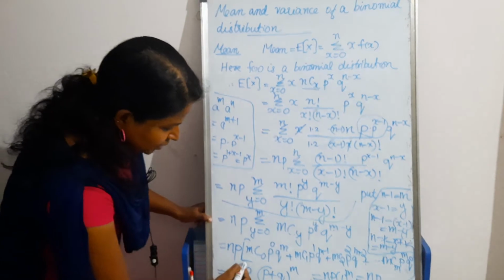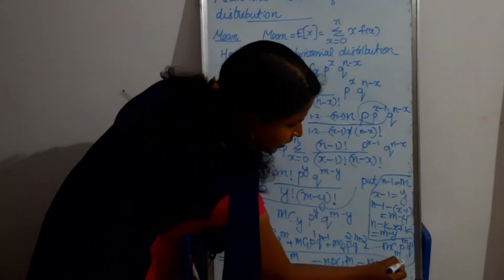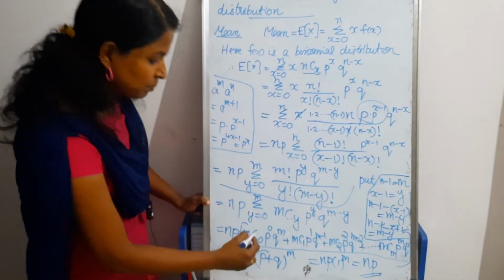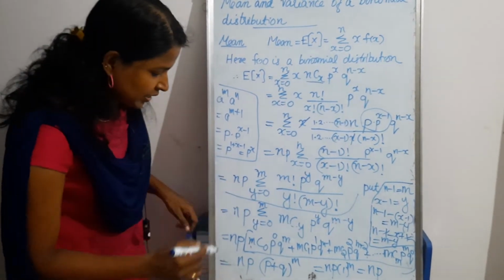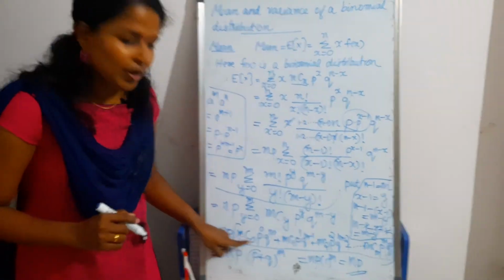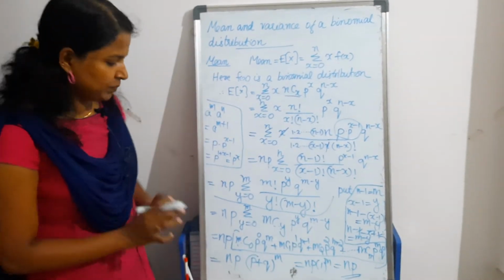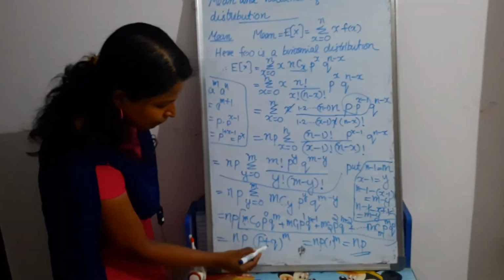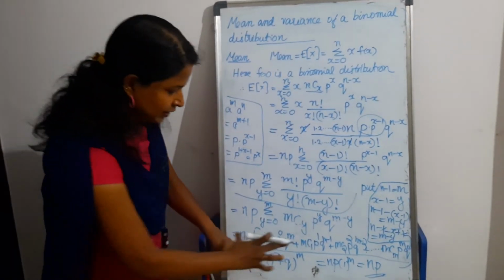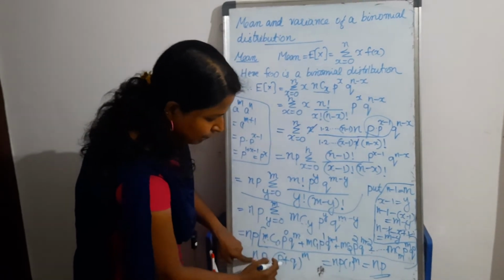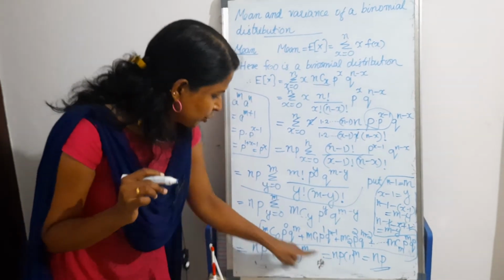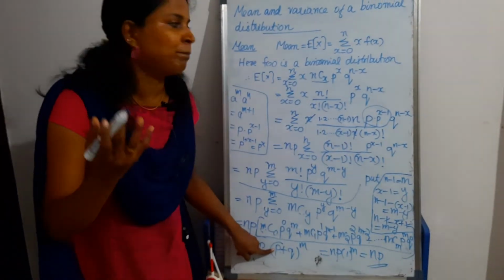Listen, this expansion is the formula for binomial series. This is binomial series, p plus q whole raised to m. This is the expansion of p plus q whole raised to m. That is np. This series becomes p plus q whole raised to m, that is binomial series, which is equal to np. What is p plus q?